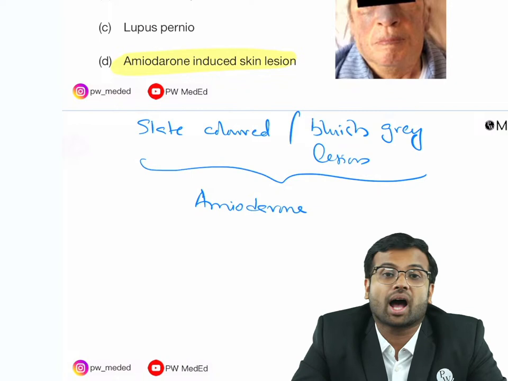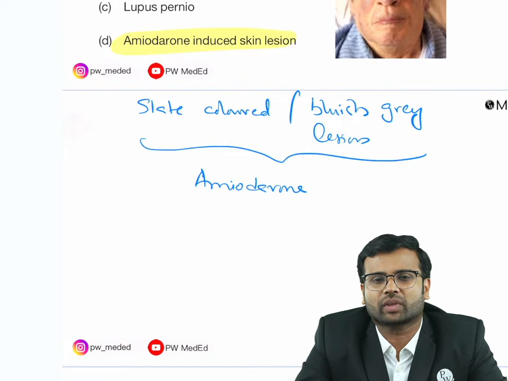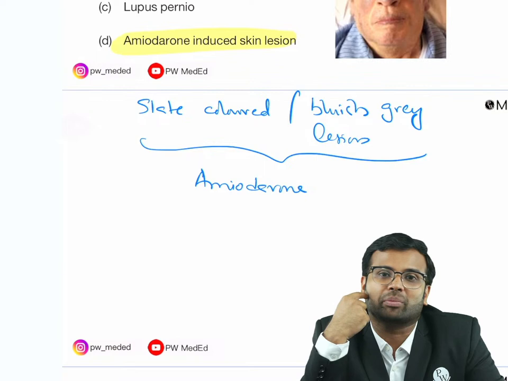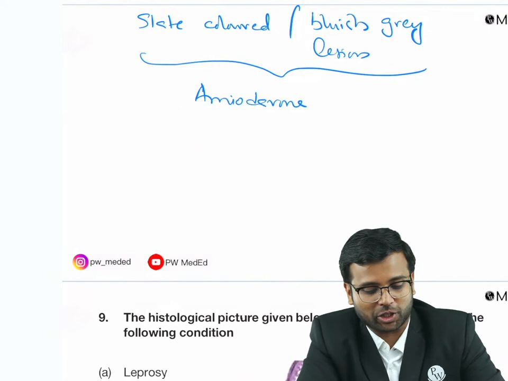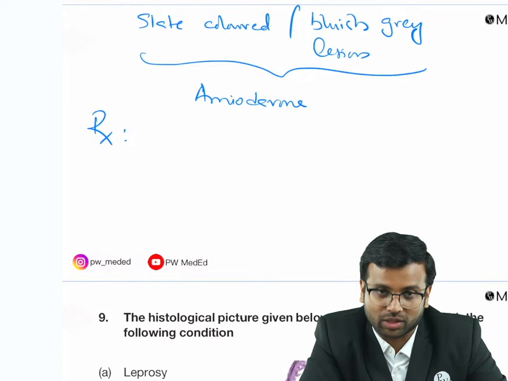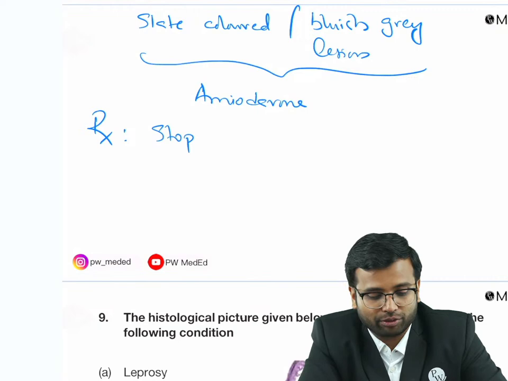Now in case they go a little deeper, now what can happen is this kind of a lesion, what is the first step in management? Who can say what is the first step in management? So all of you, I agree that all of you are able to say that the answer is D, amiodarone. Now what is the first step in management? So the treatment would be, the first one would be, yes, whenever there is a drug reaction, the answer would be stop the offending drug. So we have to stop amiodarone. So that is the first step.